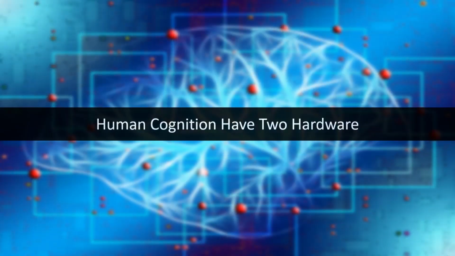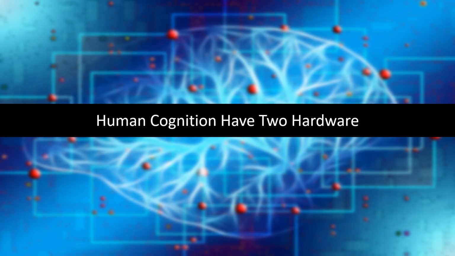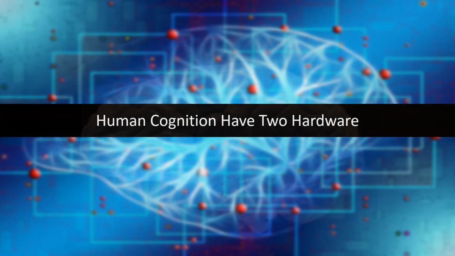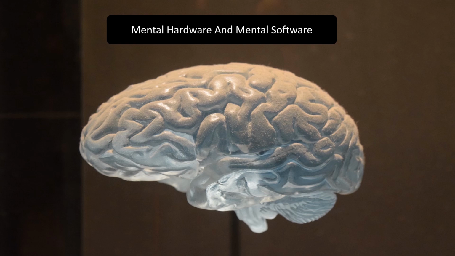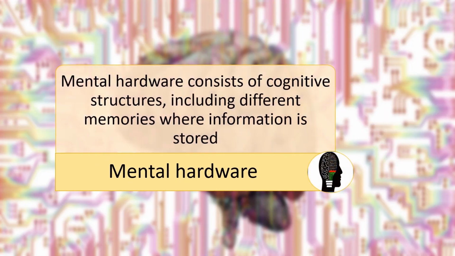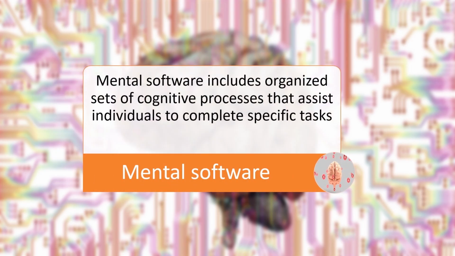This approach states that, like a computer, human cognition contains hardware and software. But this is mental hardware and mental software. What does this mental hardware mean? This mental hardware consists of cognitive structures, including different memories where information is stored. The mental software includes organized sets of cognitive processes that assist individuals to complete specific tasks.